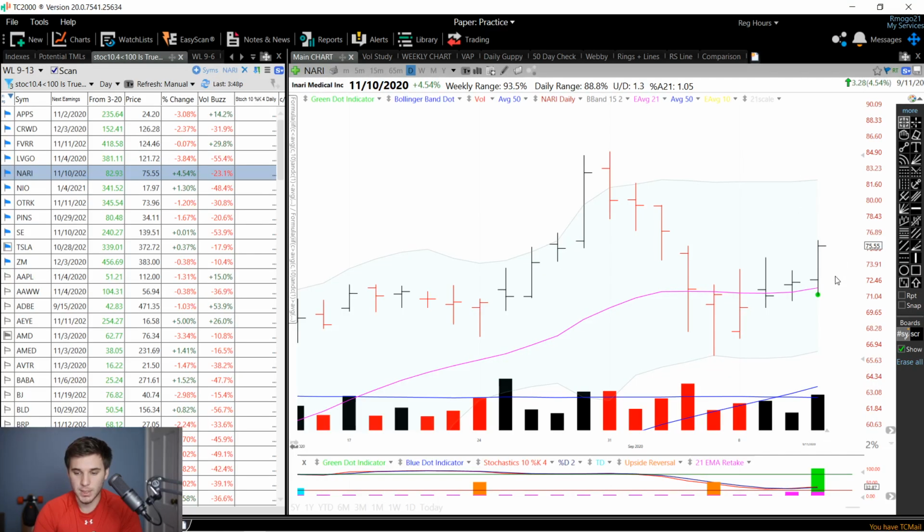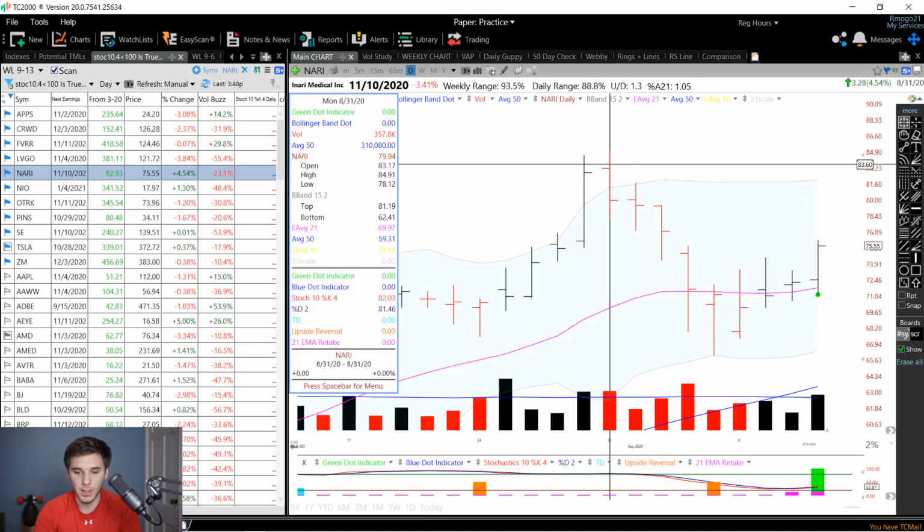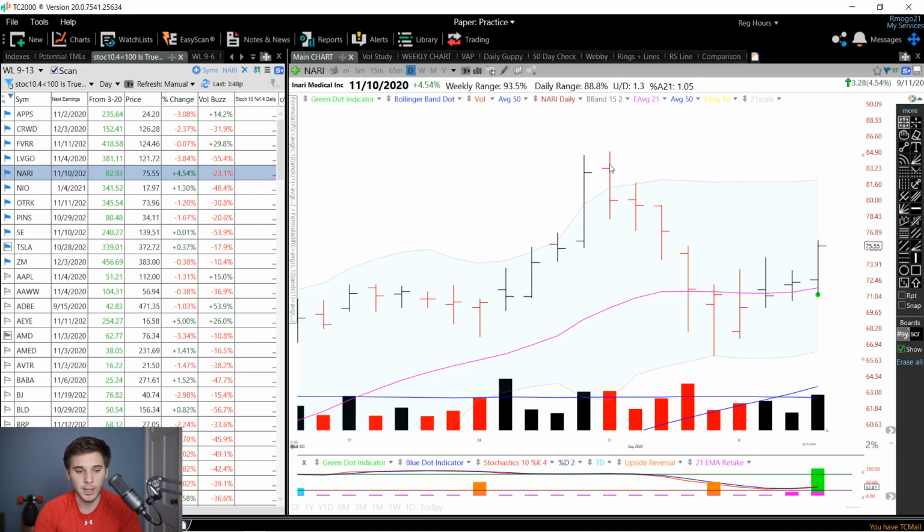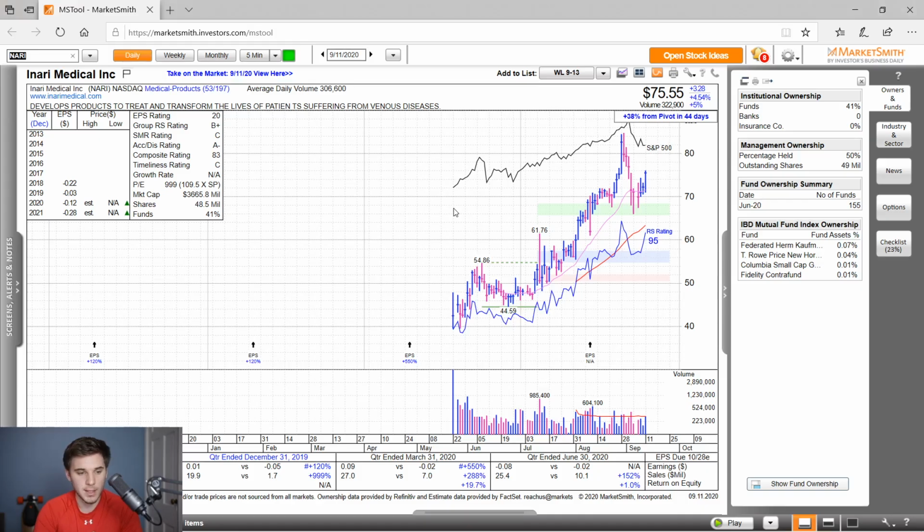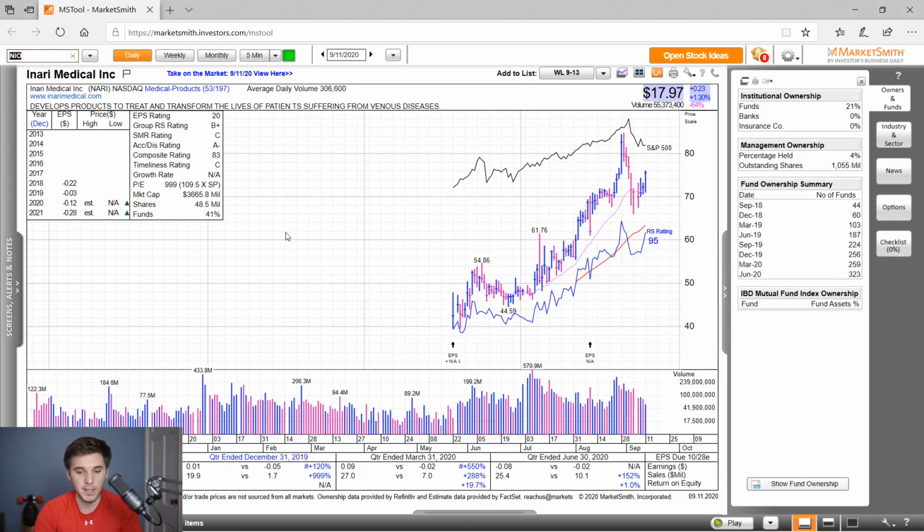And as for the entry setup, I want to see a short-term stochastic cross early next week as it continues to move up, and eventually an add point would be above the all-time high at 84.91. So that is NARI, and next up we've got NIO.